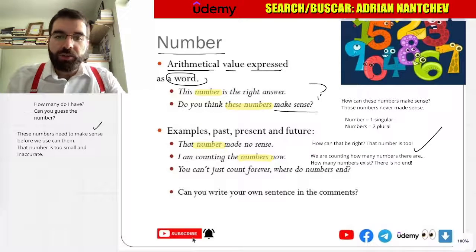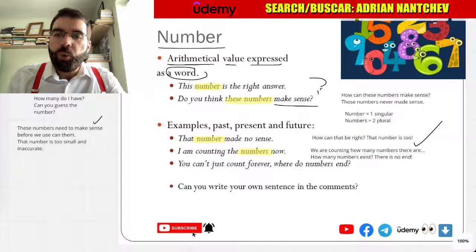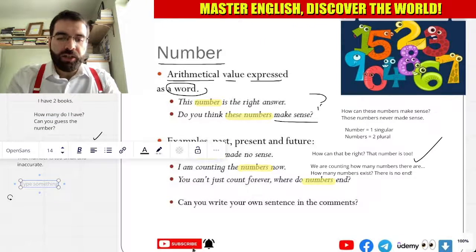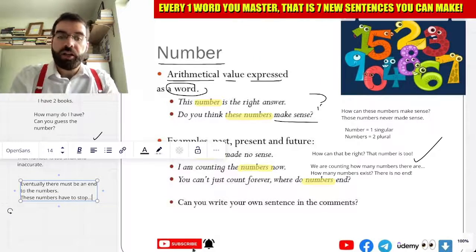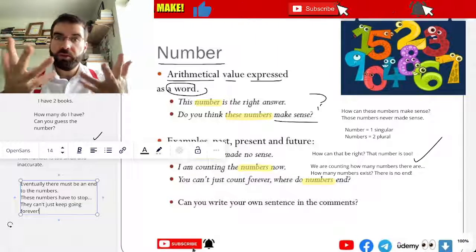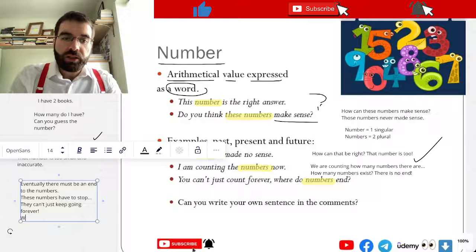So, you can't just count forever. Where do the numbers end? Eventually, there must be an end to the numbers. These numbers have to stop. They can't just keep going forever. 1, 2, 3, 4, 5. So what number comes next?